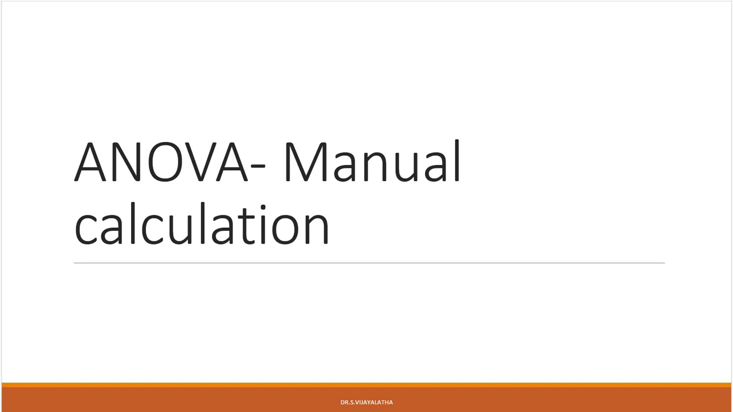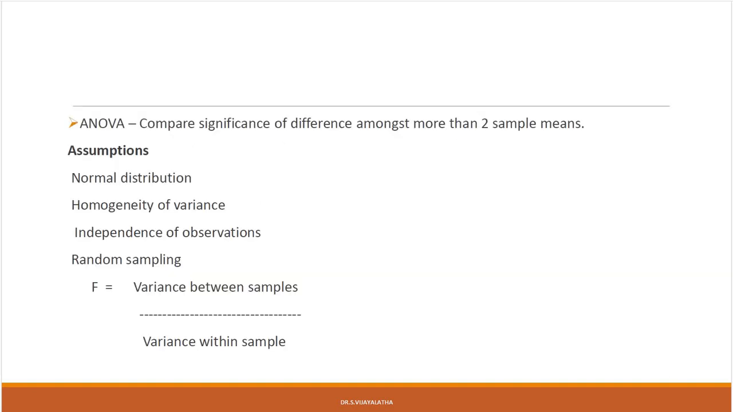Earlier, we have seen how ANOVA test can be done using the Excel data analysis tool pack. Today, we'll be seeing how to do the manual calculation. As we all know, ANOVA stands for Analysis of Variance, and this test can be used to compare the significance of difference amongst more than two sample means. Normally, when we have to compare two groups, we use the t-test to compare. When we have more than two groups to compare the means, we can use ANOVA.